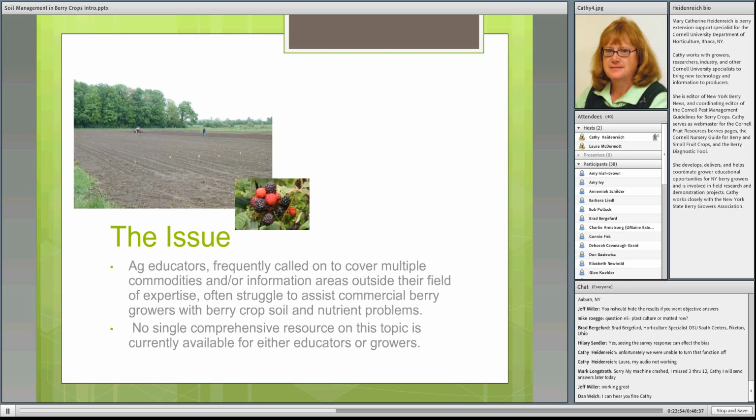So on the ag educator multiplier end of it, on your end of it, we discovered that although you're frequently called on to cover multiple commodities or information areas, they often fall outside of your field of expertise, and so it's a struggle to assist commercial berry growers with their soil nutrient problems, and there's no single comprehensive resource for this topic that's available either for you as educators or for growers.